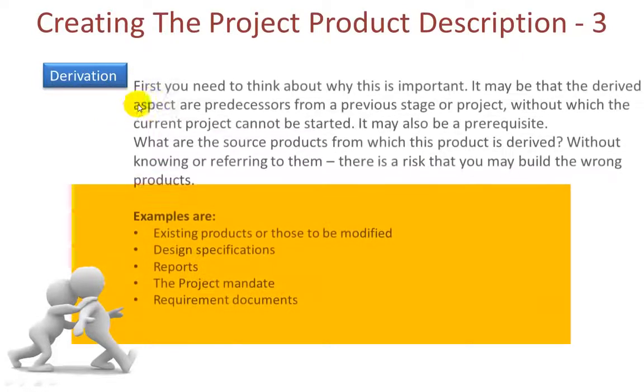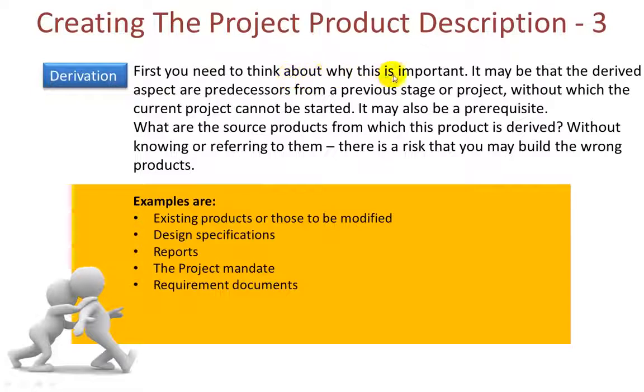Let me explain. First, you need to think about why this section is important. Well, it may be that the derived aspects are predecessors from a previous stage or project. In the case of the project product description, it may be a previous project or an existing project which is already ongoing, without which the current project cannot be started. It may also be a prerequisite.